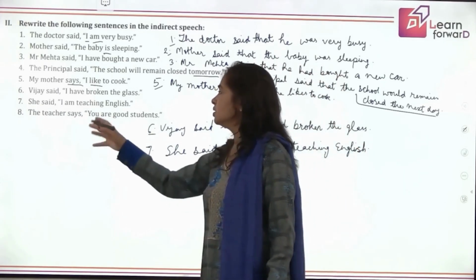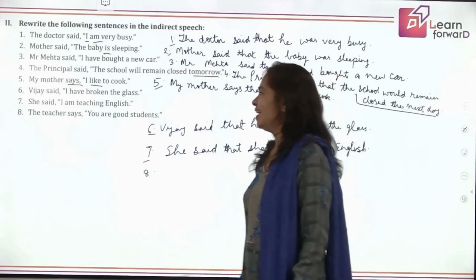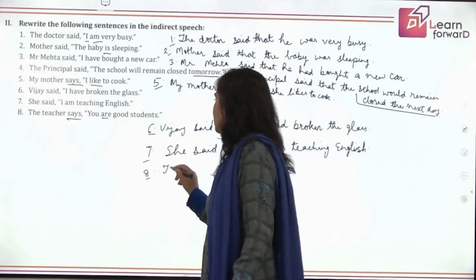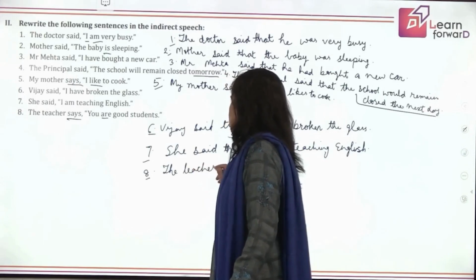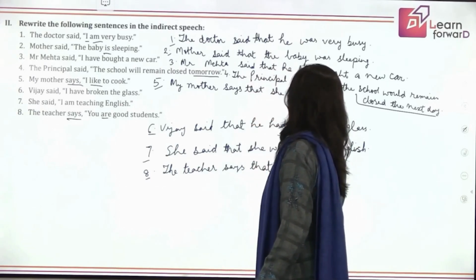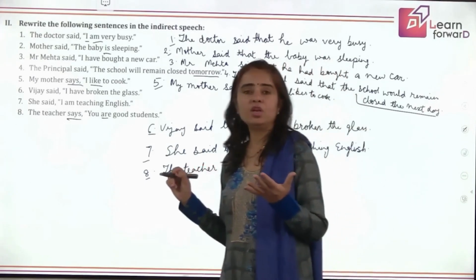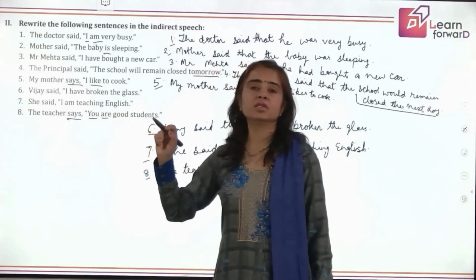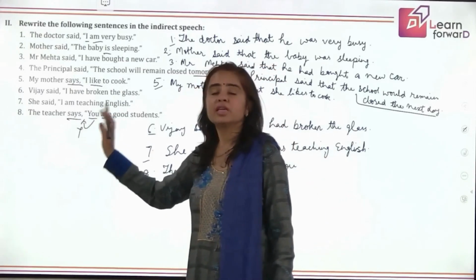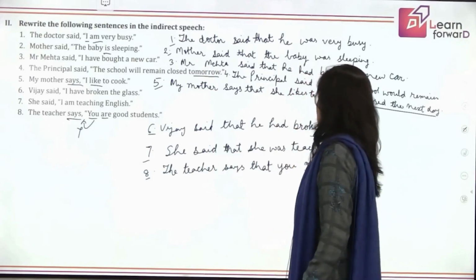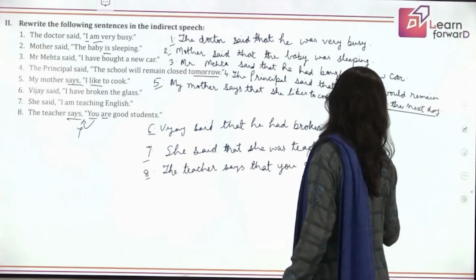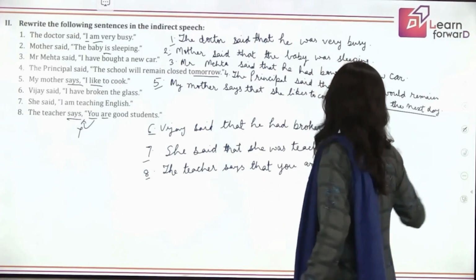And last but not the least, the teacher says you are good students. Yes, a good shout from you. This is present tense, so it will not change. If we need to, we'll make the other changes. Not here. The teacher says that you will not change to we. Some students are saying we. No. Why? Because you is the second person pronoun. It changes according to the object. But where is the object? There is no object here. So the second person pronoun will not change. The teacher says that you are good students. This is the easiest one because no change was needed. But then we need to think. Right?